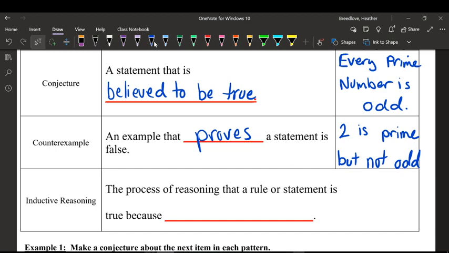And then the third term is inductive reasoning, and that's the type of reasoning we're going to go over for geometry. You know, if you know anyone in pre-AP or in honors geometry, they are also going to be using deductive reasoning. So they're going to have 2 types of reasoning. So don't get confused if you work with someone from one of those classes. They are doing 2 different types. We're just using inductive reasoning. And that is the process of reasoning that a rule or statement is true because specific cases are true.